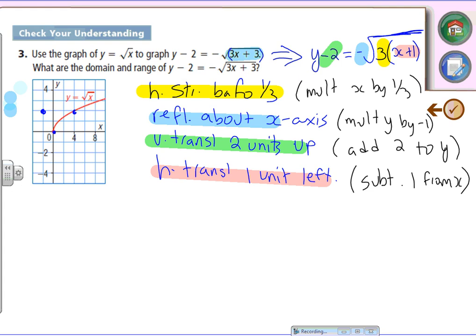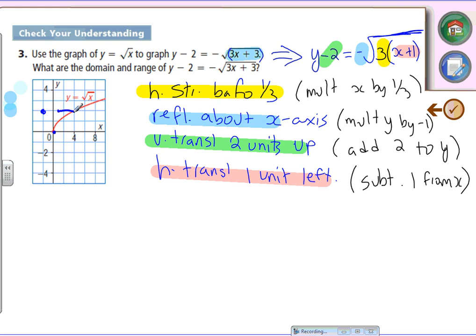Let's take another point. Let's try this point. It's 4 and 2. Multiply. Oh, yeah, that'll work. So, multiply the x by 1/3. Well, that gives me 1.3.